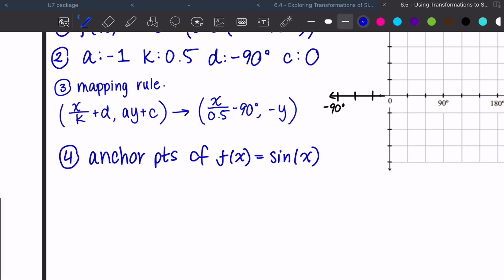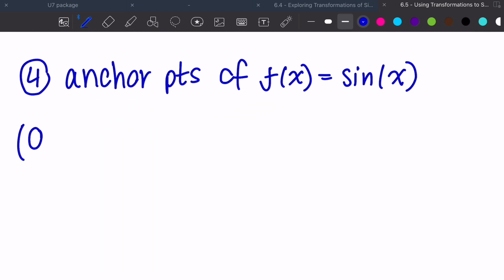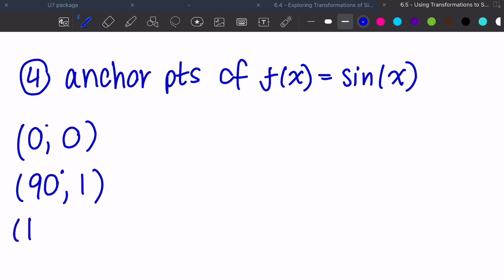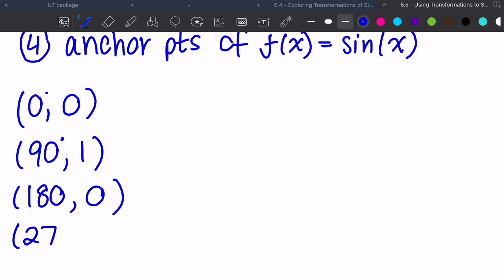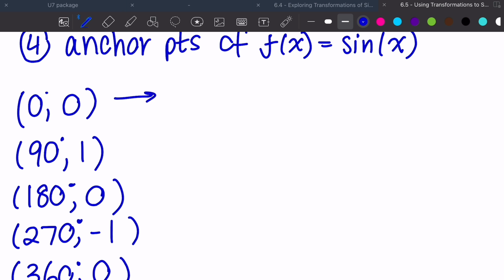But if you just need them quickly, they are 0, 0, 90, 1, 180, 0, 270, -1, and 360, 0. Those are our points for sine. And those are the ones that you are going to send through the mapping rule.